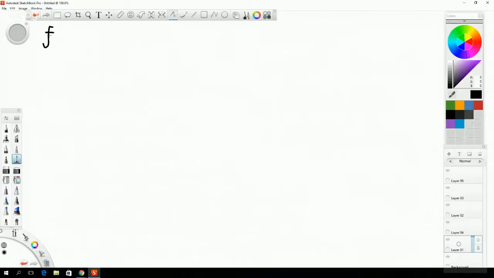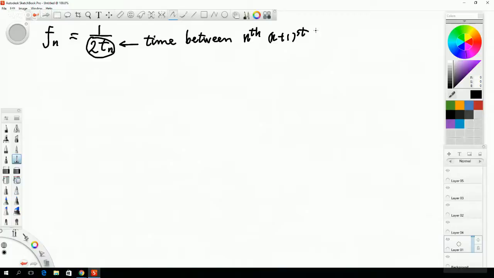The frequency at bounce n is going to be given by 1 over 2tn. Why? Because 2tn is the time between the nth and n plus first bounce. And the frequency, of course, is the inverse of a time. And so we just have to take the reciprocal of 2tn.